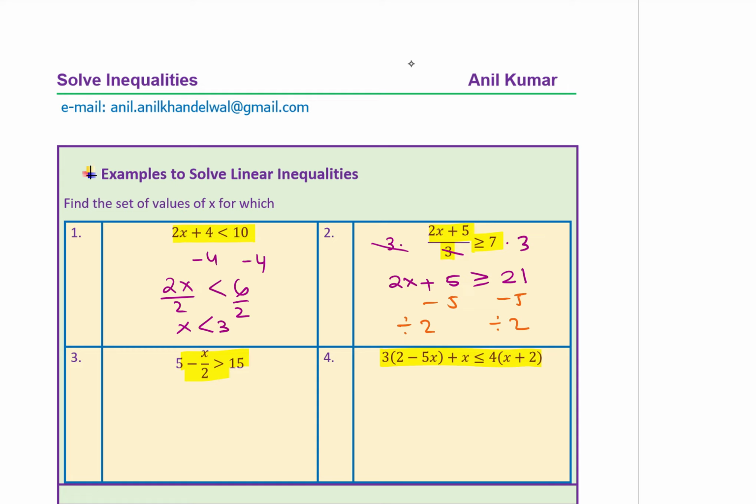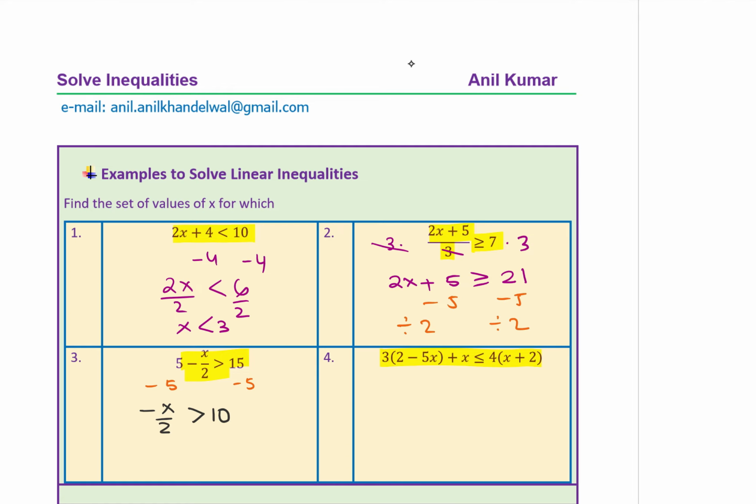Perfect. I've only shown you the steps. Are these two examples clear to you? Yes? Okay. The next one. What do you think we should do in this particular case? Well, of course, in this particular case, I should do minus 5 first, right? So I'll do minus 5. I want to get rid of the numbers from the left-hand side. That is what we are doing. Same operations on both the sides. So when I do that, I'm actually left with minus x over 2, which is greater than 10.